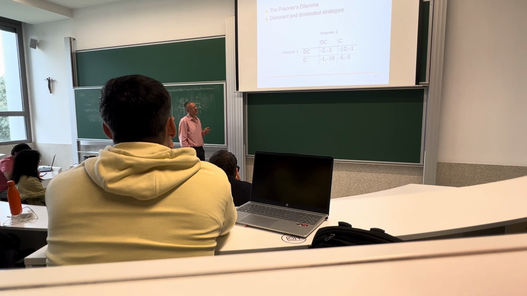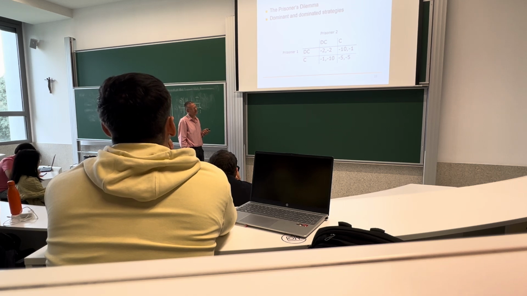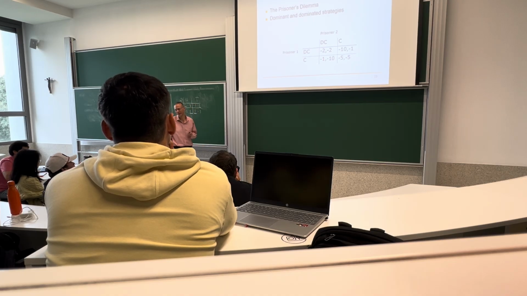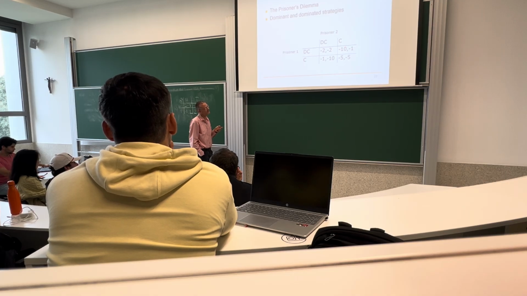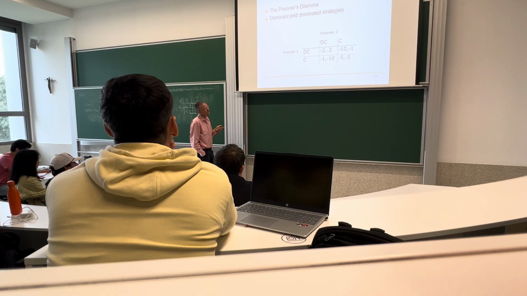If prisoner 1 is the one not confessing and prisoner 2 confesses, it's -10, -1, so prisoner 2 is getting this bonus. And if both confess, they both get 5 years in prison. So if you solve this game, you will see that if prisoner 2 does not confess, prisoner 1 should confess. And if prisoner 2 confesses, prisoner 1 should also confess. Because it's symmetric, it's the same for player 2.